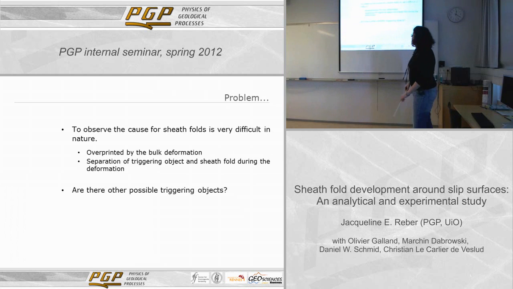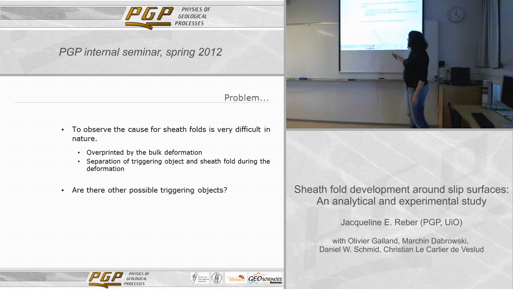So the problem a little bit with this whole thing is it is very tricky to observe in nature what exactly triggers the sheath fold. It has two reasons. One of them is the initial perturbation or the initial triggering thing might be very heavily overprinted by the bulk deformation. So we don't see any dent or any pre-existing structure afterwards. Or that the triggering objects, such as the rigid inclusion, might get separated from the resulting fold during the deformation.